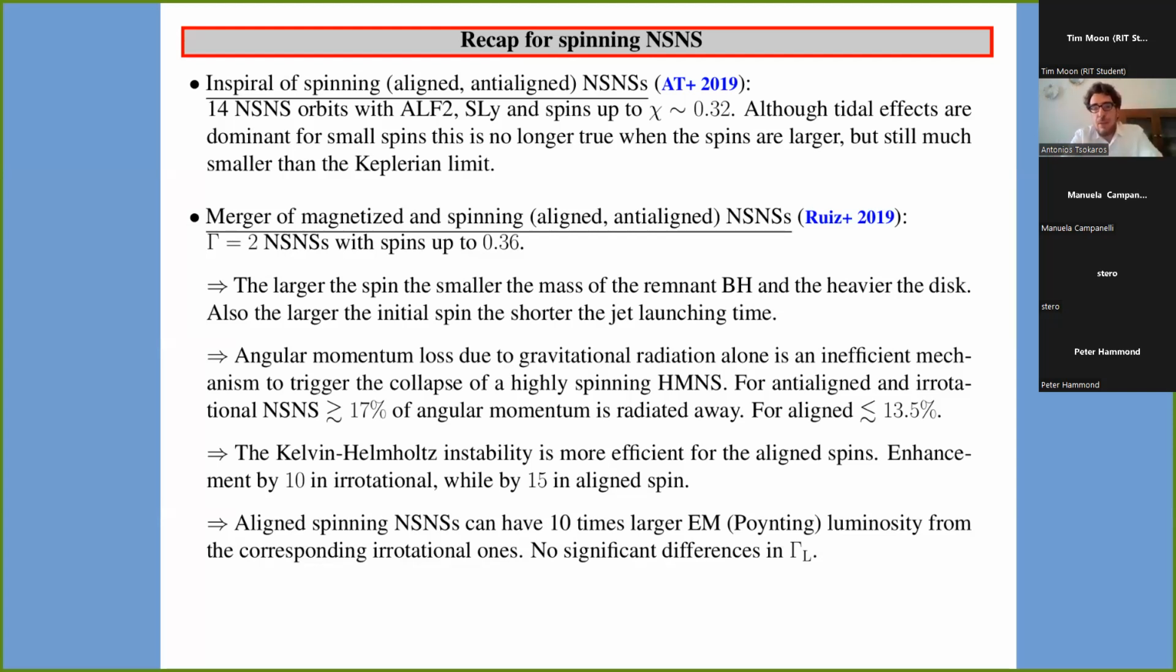And also, for aligned spinning neutron stars, the Poynting luminosity can be 10 times larger than the irrotational ones. And again, one can keep all these facts in mind when trying to explain events like GW170817 or GRB170817.